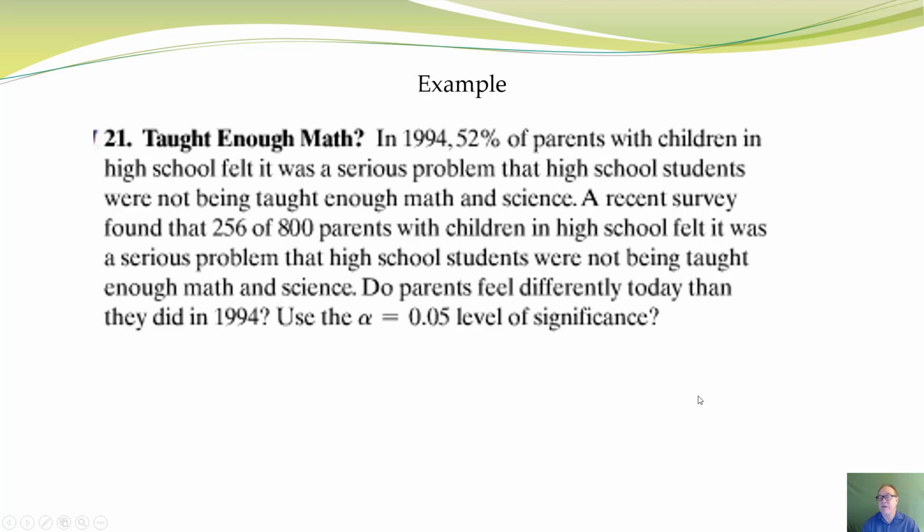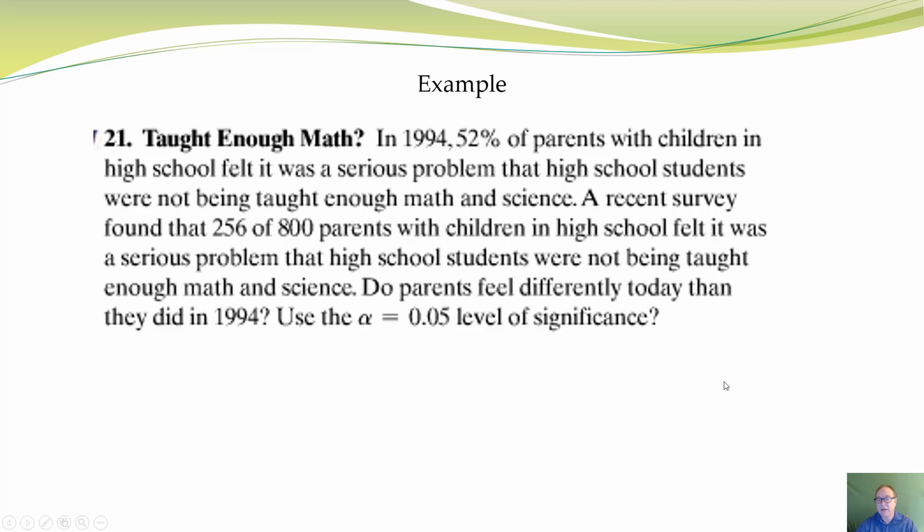Now, taught enough math. In 1994, 52% of parents with children in high school felt it was a serious problem that high school students were not being taught enough math and science. A recent survey found that 256 of 800 parents with children in high school felt it was a serious problem that high school students were not being taught enough math and science. Do parents feel differently today than they did in 1994? Use the alpha equal to 0.05 level of significance.